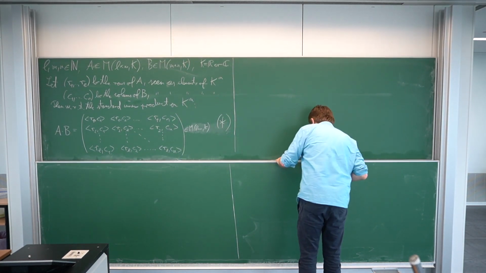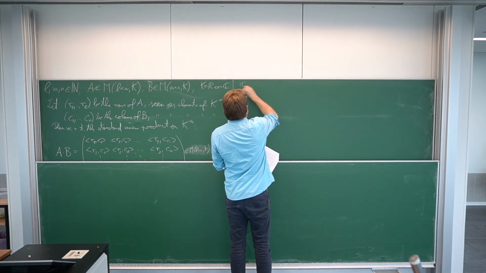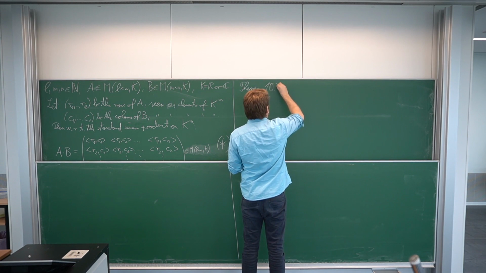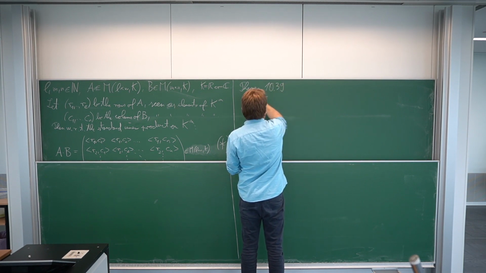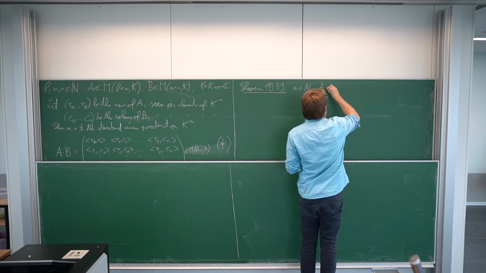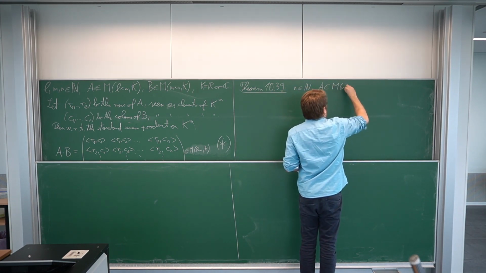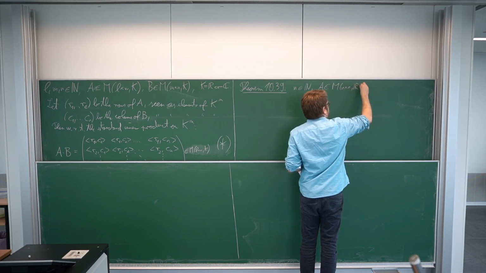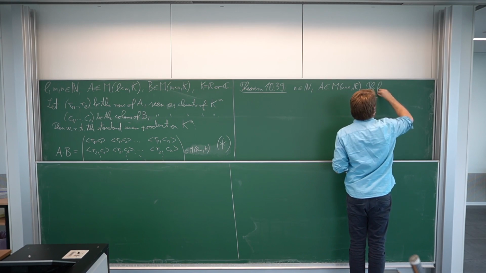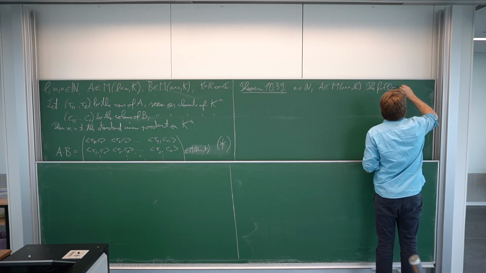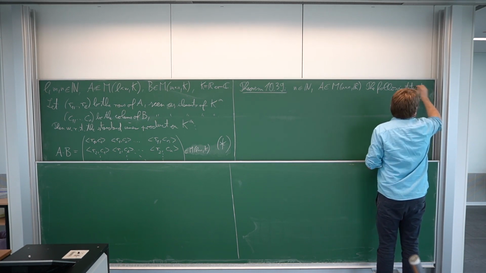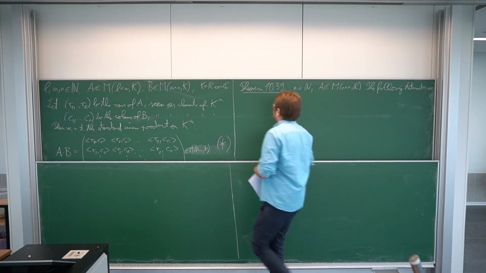I mean, this allows for a more algebraic description of orthogonal matrices. So theorem 1039. So let N in N, and let A be an N by N matrix with real entries. And then the following statements are equivalent.